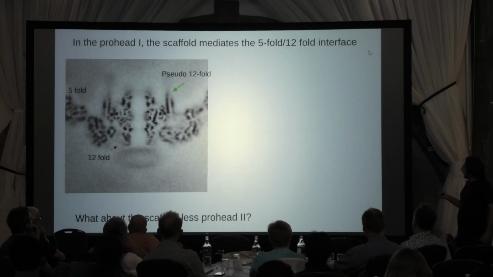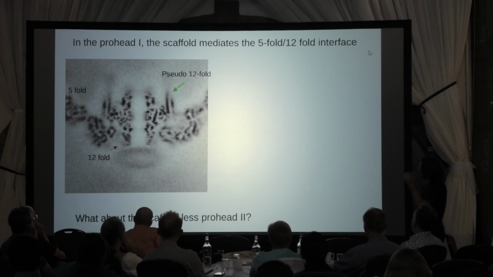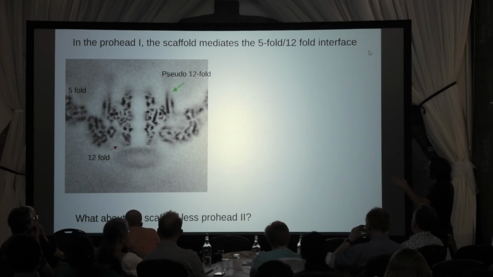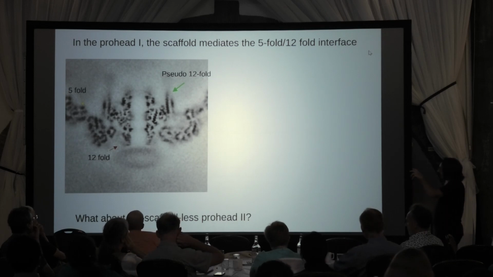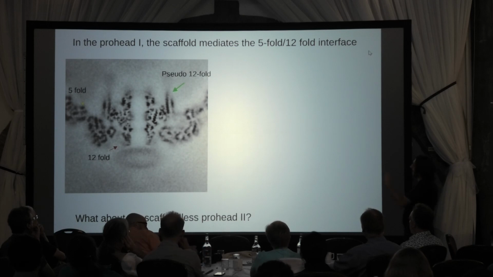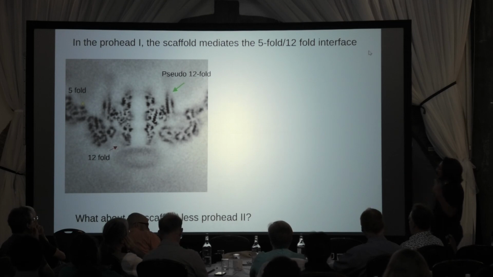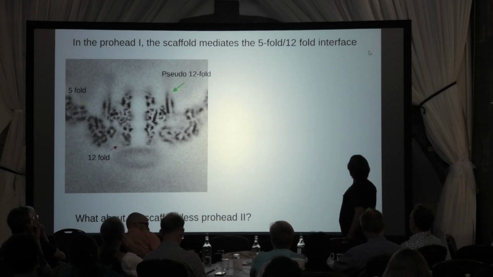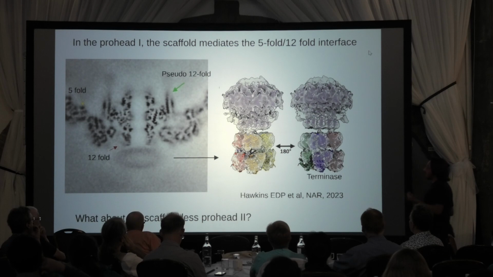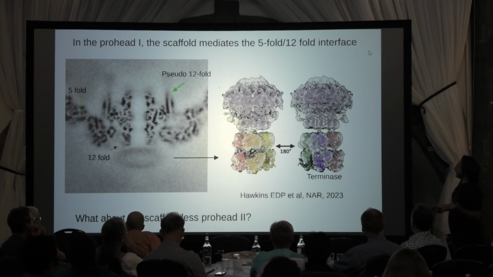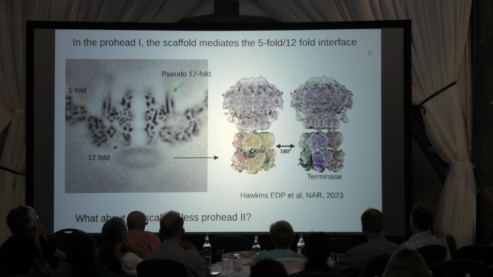So now that we have some idea about what the portal does in terms of dealing with the symmetry mismatch, having the pseudo-12-fold structure, and finally being between the portal and the shell, the question is, what happens when there's no more scaffold? When there's no more scaffold, probably this part here that is blurry also disappears, and then after that, the terminase can start to work and start to package.